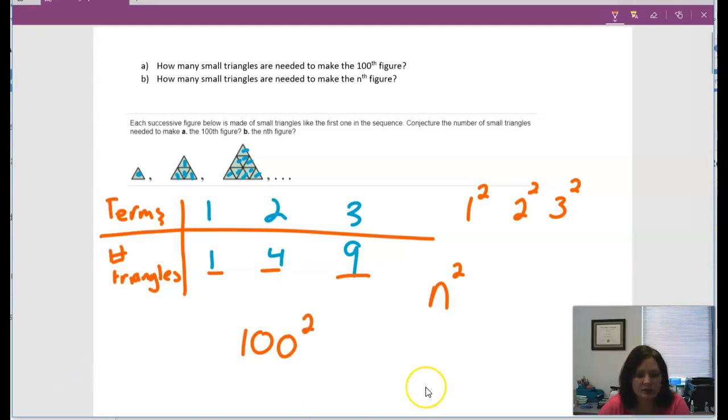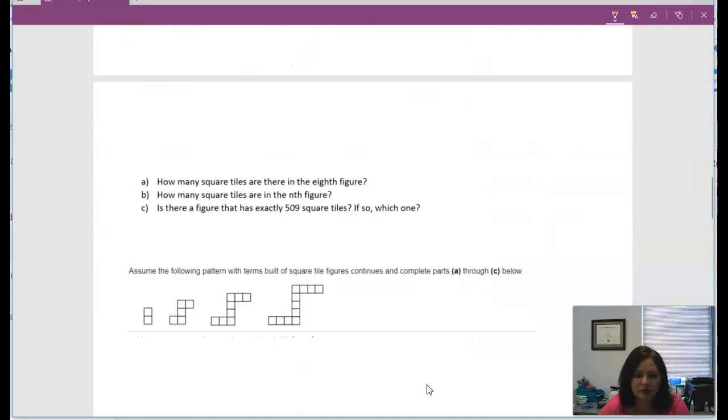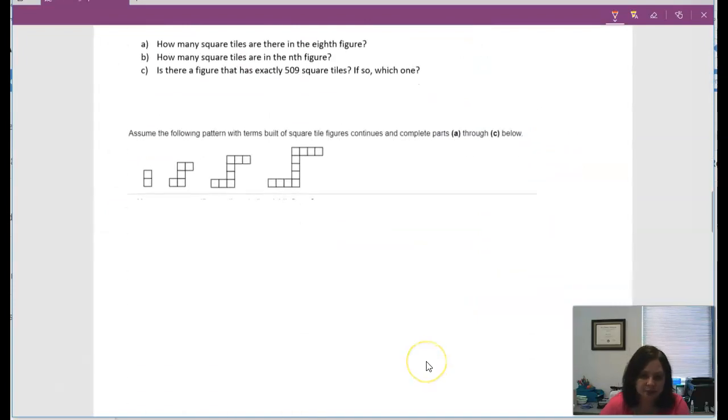And when we do this, we will get 10,000. So this is the nth term. This is the 100th term. Again, these are just patterns just like the numbers were. So you kind of have to go through and try to find those patterns. Okay? Now I'm going to scroll down to this question so that we can look at it as well.